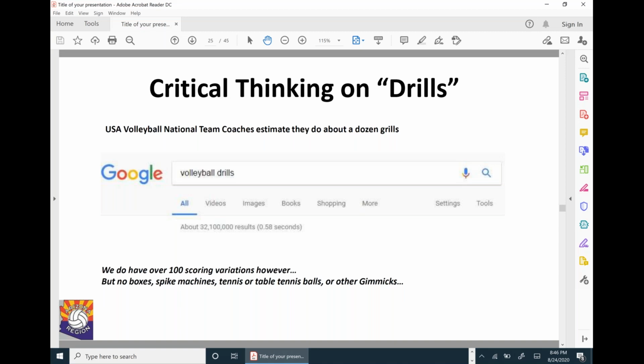Another critical thinking thing I hope you do when you look at drills, and this is really important to me. I type volleyball drill in, or plural drills, and I got 32 million results. Yet our national team only does about a dozen game-like drills, what we call grills. As it says here, we have 100 scoring variations, but we don't stand on boxes. We don't use spike machines. We don't throw table tennis balls or tennis balls and do all these other things. We play volleyball in smaller sided games to bigger sided games as we get better. And we vary the scoring, and that's what's really the most important.